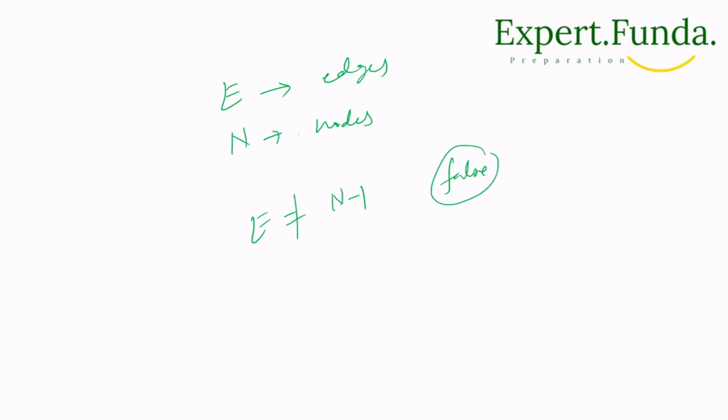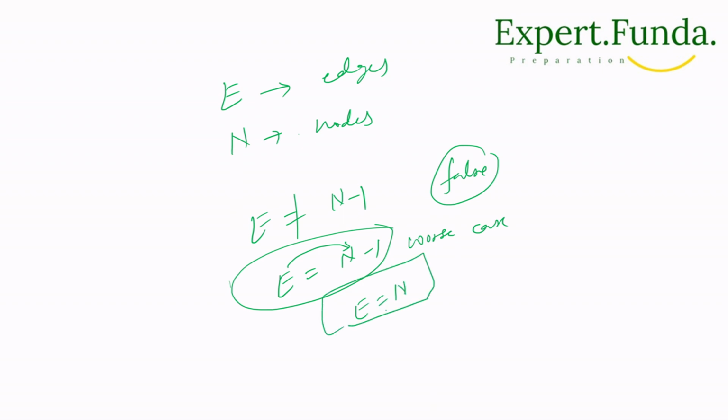Therefore the worst case is e equal to n minus 1. This is the worst condition, because e is proportional to n. And we say that e equal to n to simplify the analysis. These are similar.